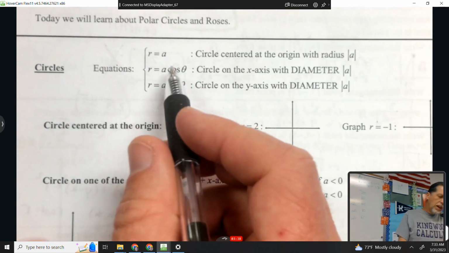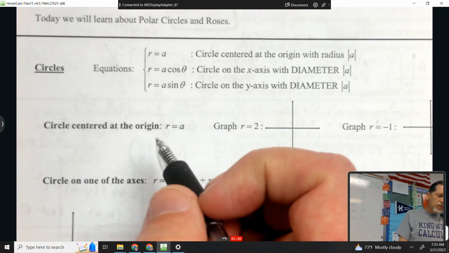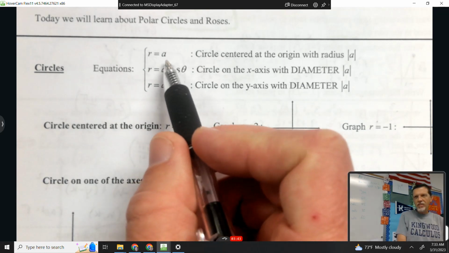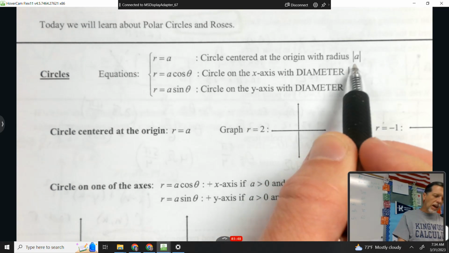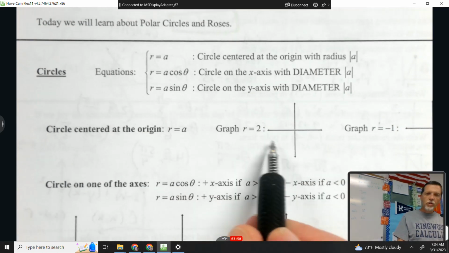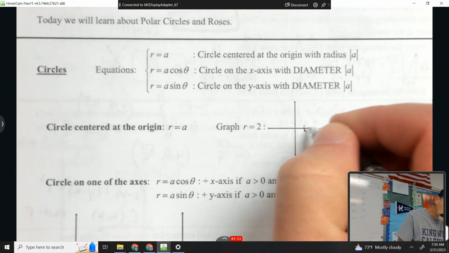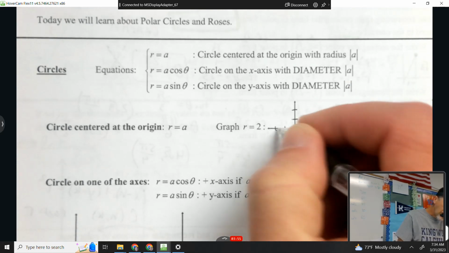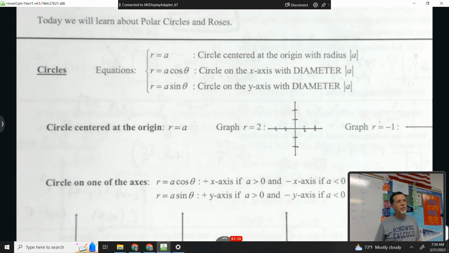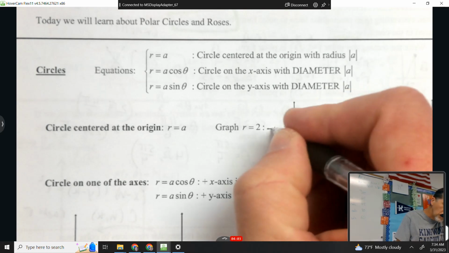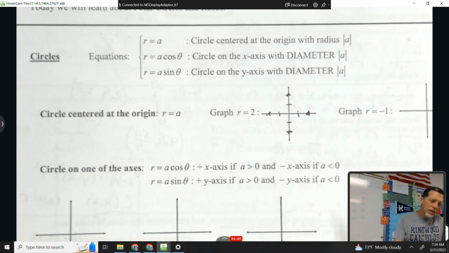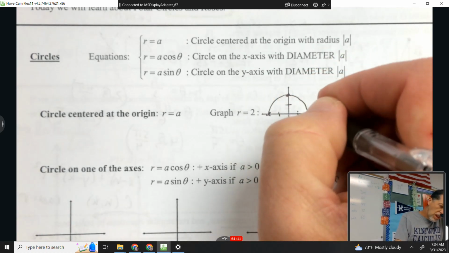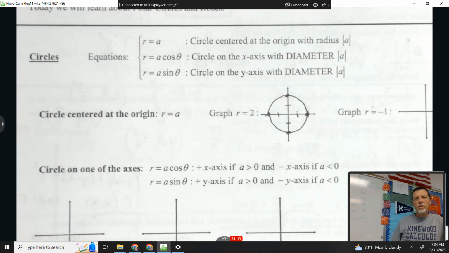Circles. Okay, three different types of circles. r equals a. We saw that one yesterday in the notes. Circle centered at the origin with radius a. If r is 2, we always start with the easiest thing, and this is the easiest thing. Radius is 2, means just go out 2 in all directions. And connect the dots with a circle, not a diamond. It's a pretty good circle for the first one of the day.